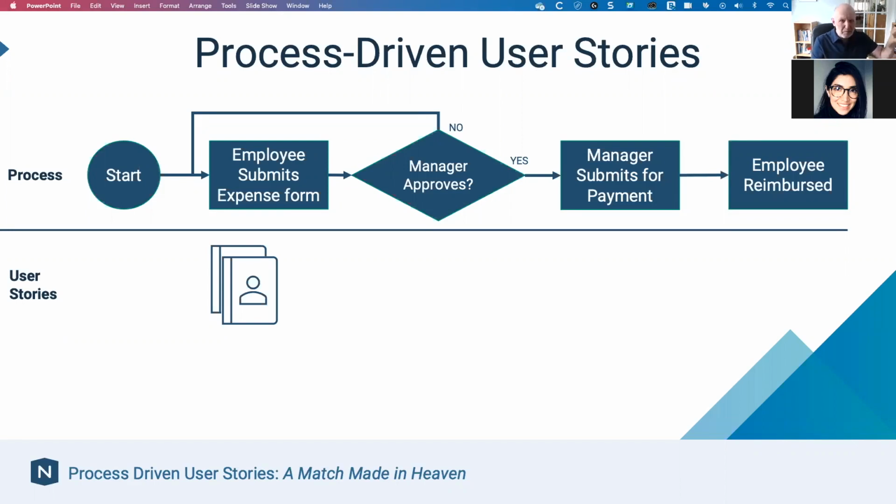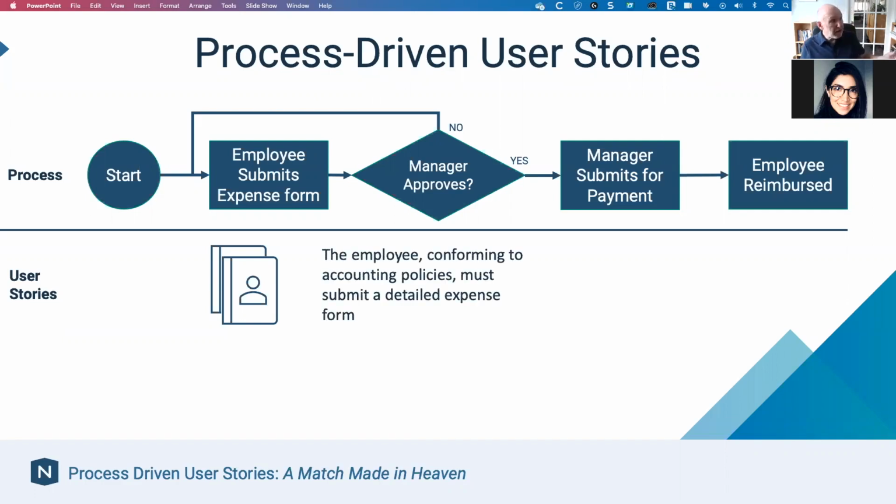It's not a mechanical "employee submits user form." But why does the employee have to do that? How easy should it be for the employee to do that? What's the rationale? They're typically written in a format such as: the employee, conforming to accounting policies, must submit a detailed expense form. So you usually have a persona, you have an action, and you have a value proposition. So you would create one or more user stories for that step called employee submits expense form.